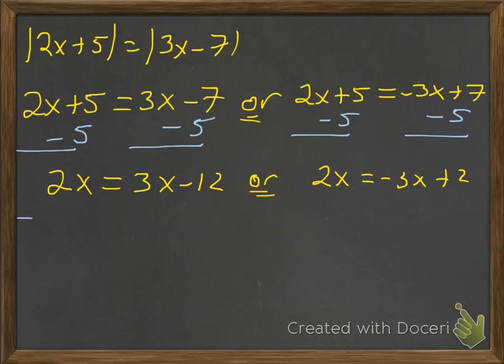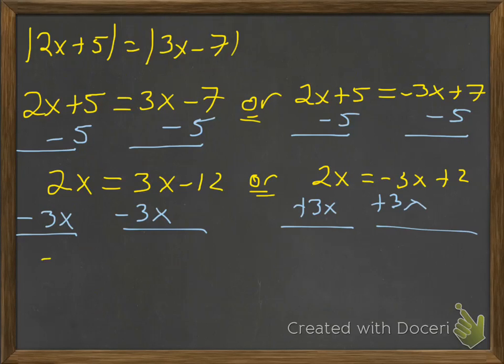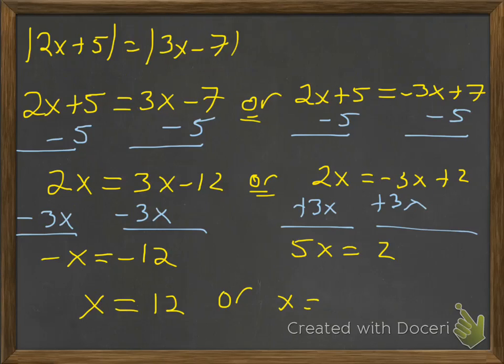Now the next step, we're going to move the 3x or negative 3x over to the left hand side, so we're going to subtract 3x on the left equation, and we're going to add 3x on the right equation because it's negative on the right equation. Okay, so we'll have negative x is equal to negative 12, so we'll divide both sides by negative 1, and x is equal to positive 12, or 5x is equal to 2, so we'll divide both sides by 5, and x is equal to 2/5.